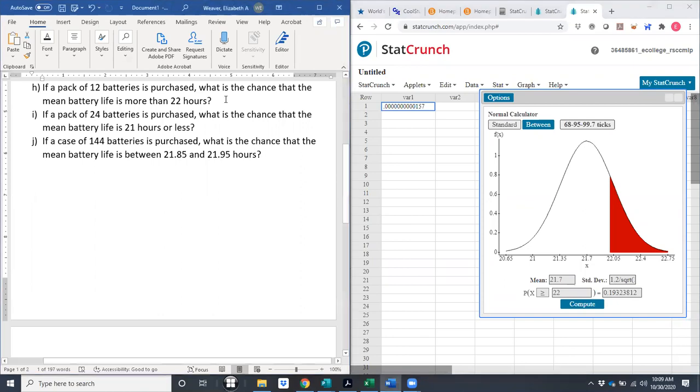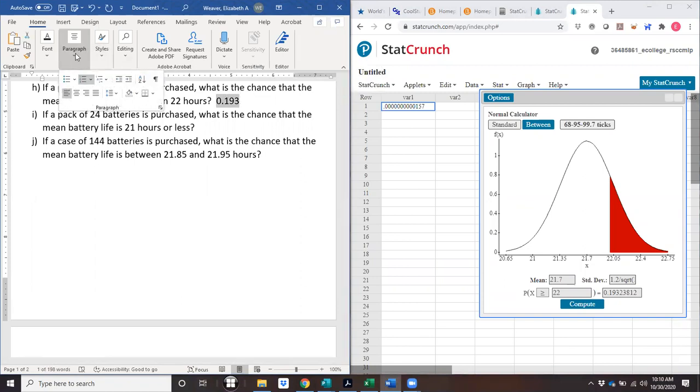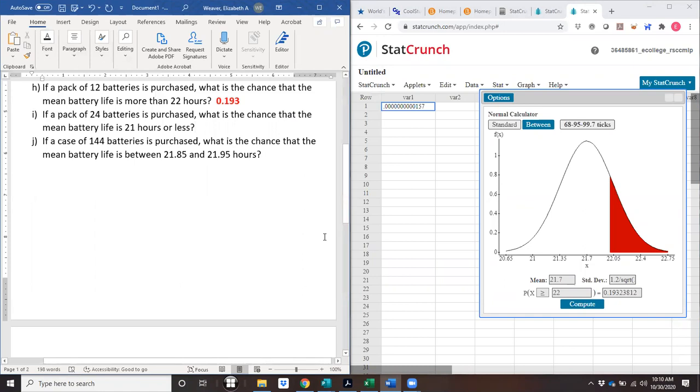I was going to do it in percentage, but we'll stay consistent with what we've been doing for probability, and that's a decimal to 3 places. So there we go. There's our answer.